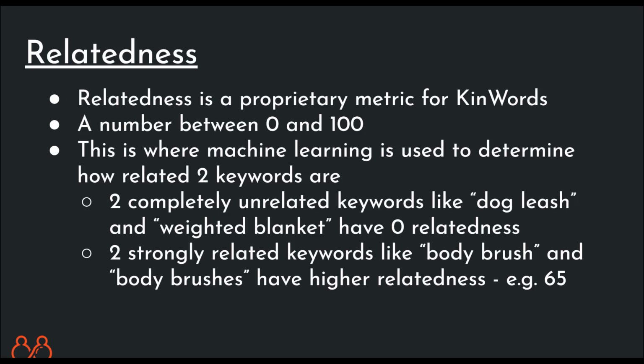For example, two completely unrelated keywords like dog leash and weighted blanket have 0 relatedness. That's not good. Two strongly related keywords like body brush and body brushes have higher relatedness. In this example, 65.